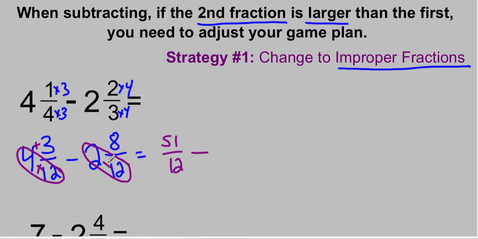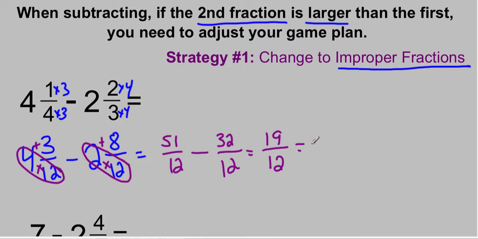Same thing to your other one. 2 times 12 is 24, plus 8 is 32/12. Now you can just go ahead and do your subtraction. 51 minus 32 is 19/12. Now my last step is change my improper fraction back to a mixed number.